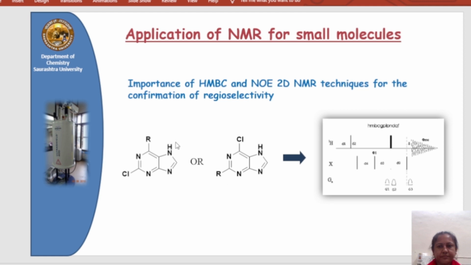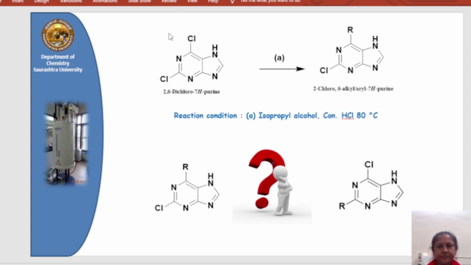So you can see here, as an experimental condition, I have taken one molecule, and that is the purine molecule. That purine molecule possesses 2 chlorine atoms at positions 2 and 6. Now this purine molecule is treated with an amino compound. It may be an alkyl aliphatic amine, or it may be an aminoquinolide derivative.